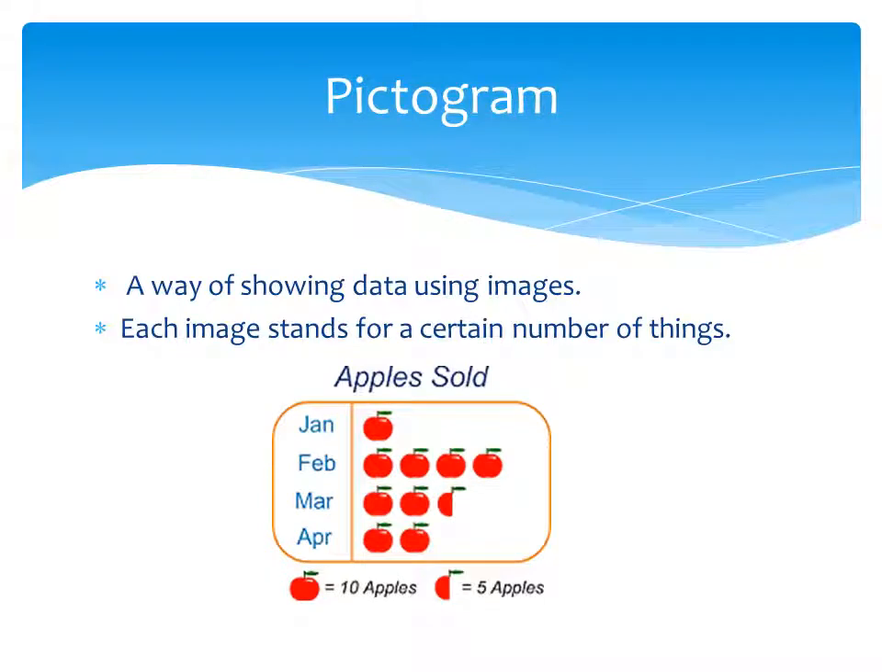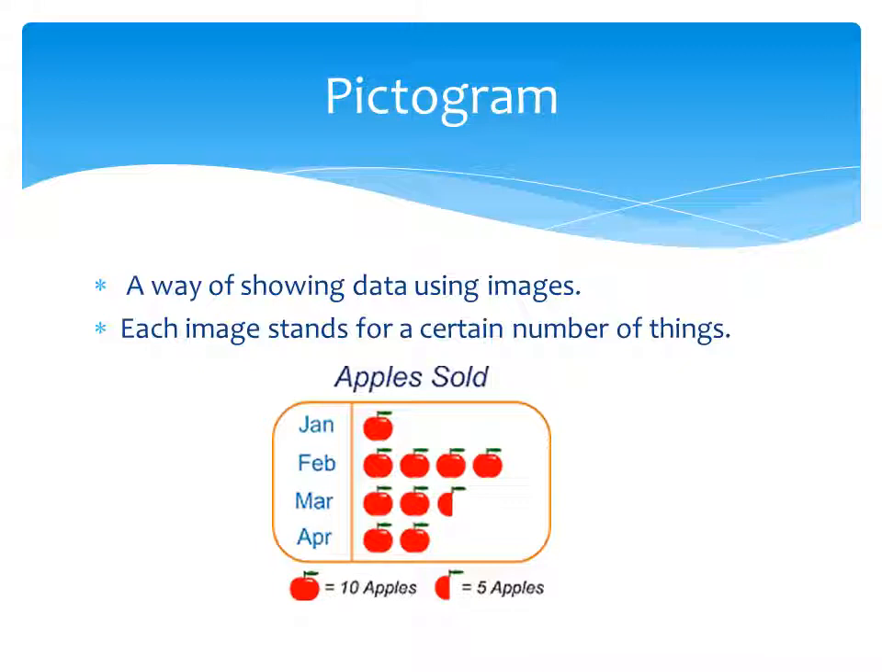Pictogram. A pictogram is a way of showing data using images. Each image will stand for a certain number of things. So if you see in our pictogram, we are talking about apples sold. So the best image to represent the apples is the apple itself.